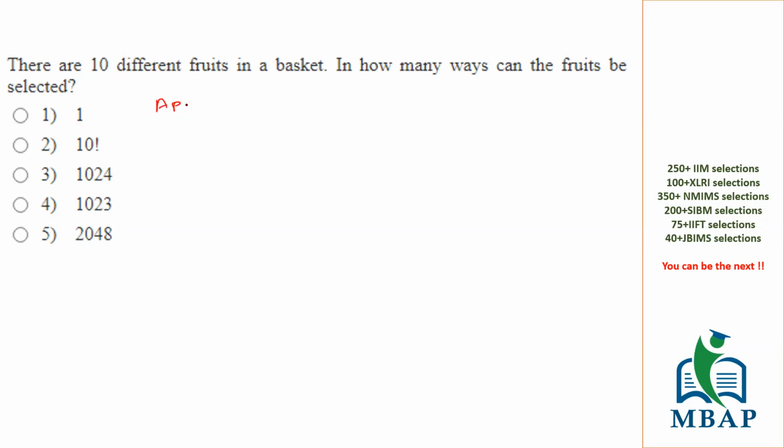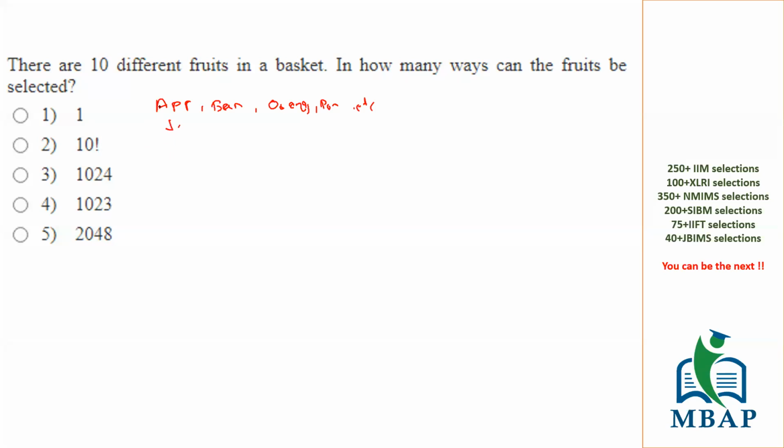Say you have apple, banana, orange and pomegranate, etc. So you have 10 different fruits. Now, in how many ways can the fruits be selected? Let us look at it this way. Suppose you want to select apple.